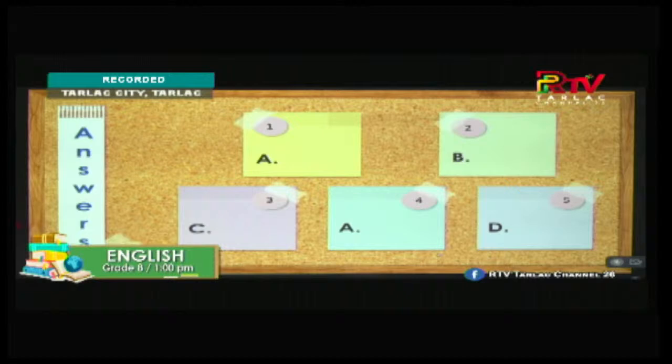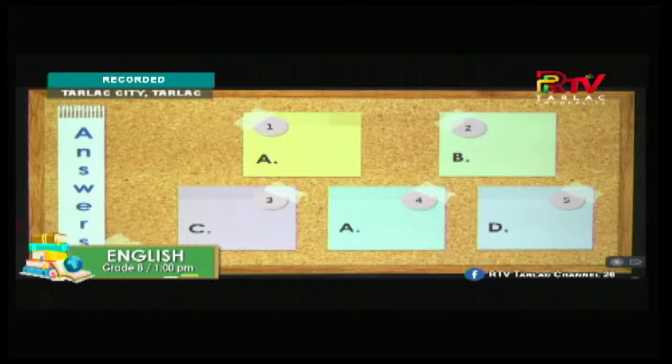Let us check your answers, grade 8 learners. Item number 1, the answer is A. Item number 2, the answer is letter B. Item number 3, the answer is letter C. And item number 4, the answer is letter A. Item number 5, the answer is letter D.